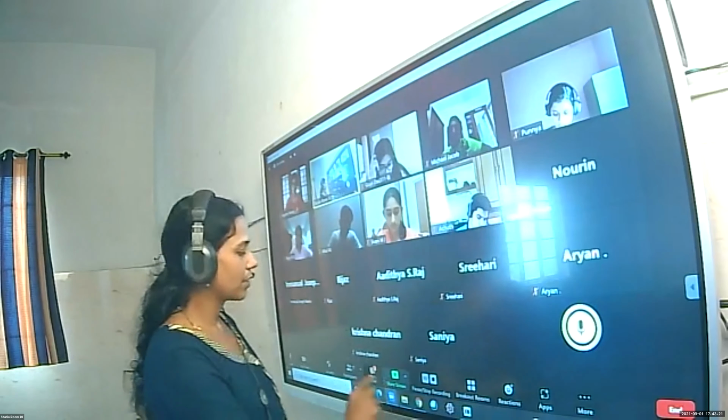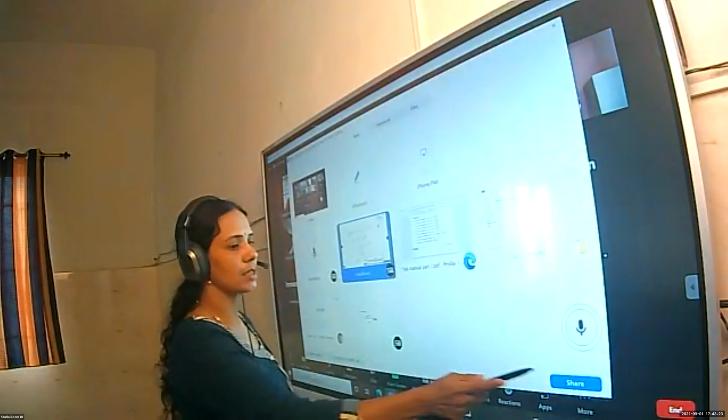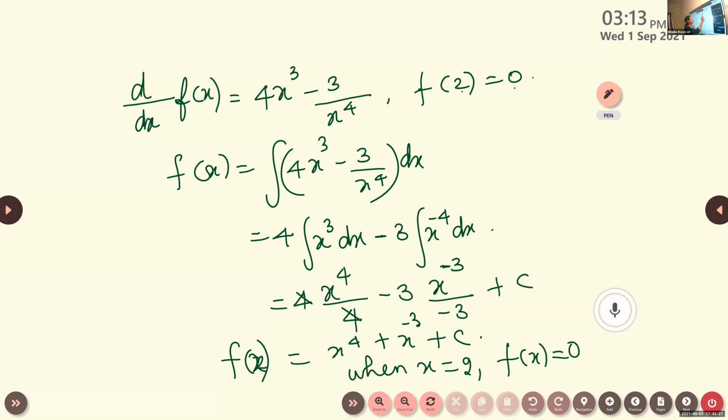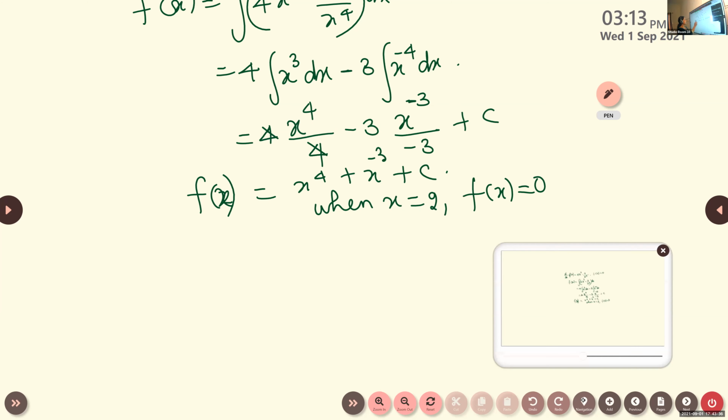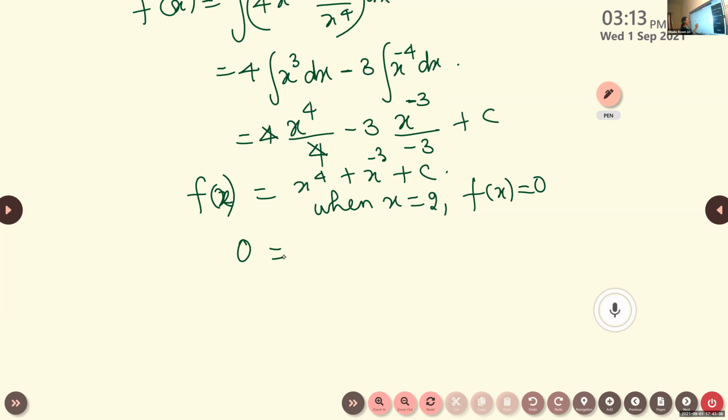So what is the condition given here? It is given f of 2 is 0. That means when x is 2, the y value is 0. y means it is f of x. So substitute here: 0 is equal to 2 raised to 4 plus 2 raised to minus 3 plus c. From here, find out what the value of c is.